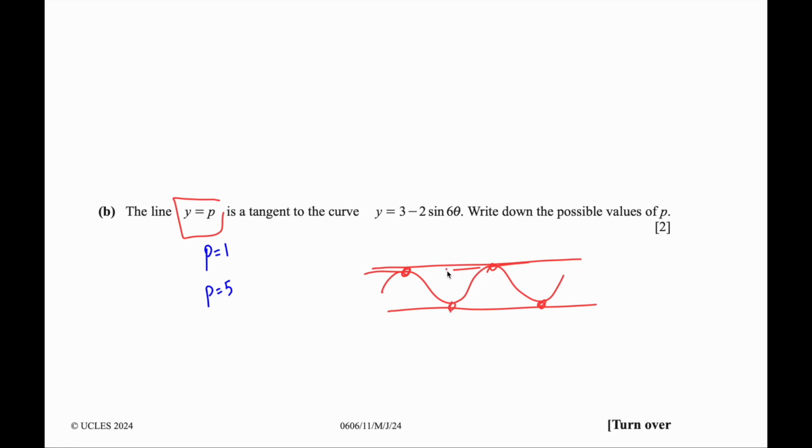So all I have to do here is basically find the range of my curve, take the maximum and minimum. Those 2 points are the answers. Here it is 1 and 5. But how did they find it?